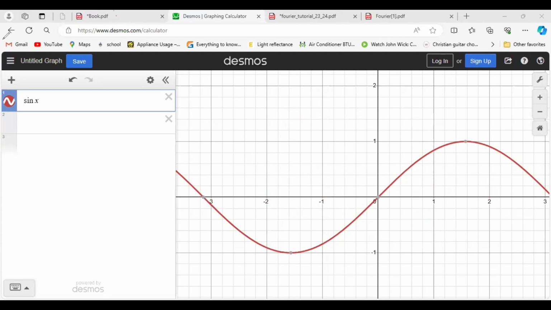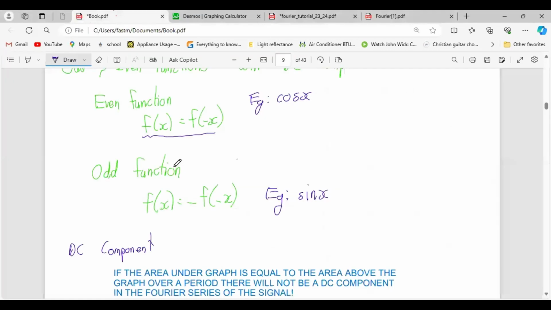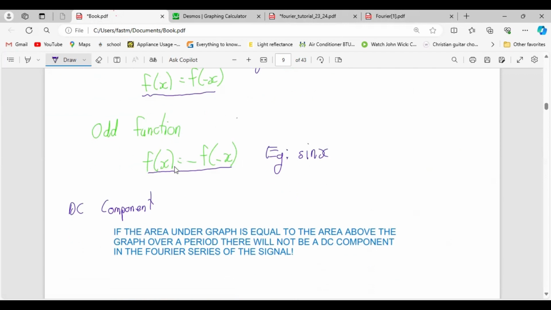And ironically, any function that does not fall under either of these two will be neither odd nor even. So if it's not even and it's not odd, it's neither. So that is something for you to remember, right? You'll do more practice on this just in a bit.